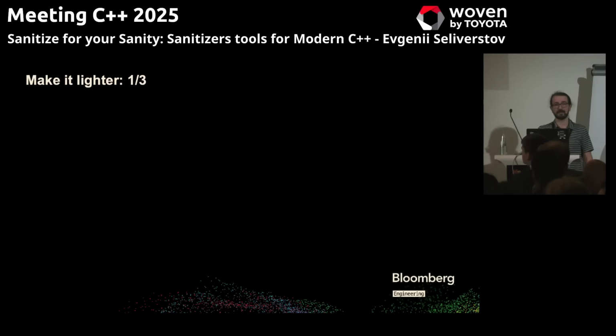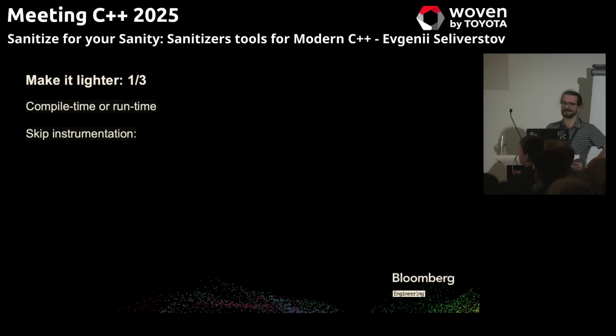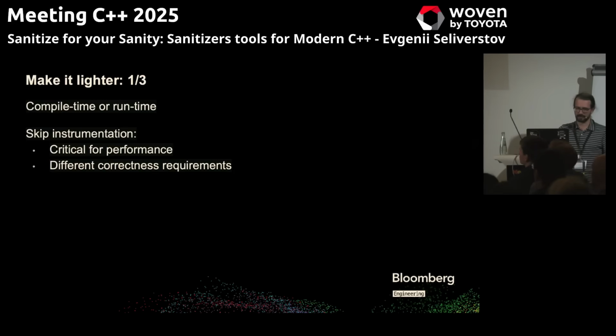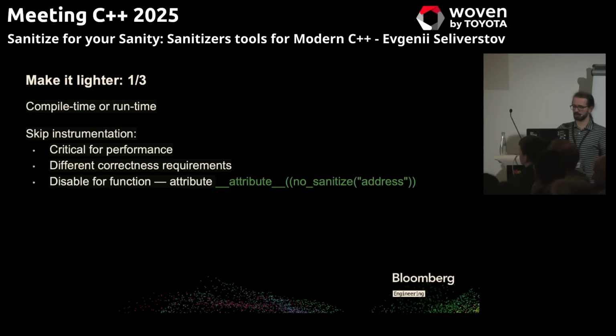So how to make it even lighter? Because twice slower is not a good idea. Let's make it faster. First of all, we can skip instrumentation for code if it's critical for performance, if it's a critical path, why not? And sometimes we have a function which we know is fine, but Sanitizer probably flags it as problematic. We can ignore it.